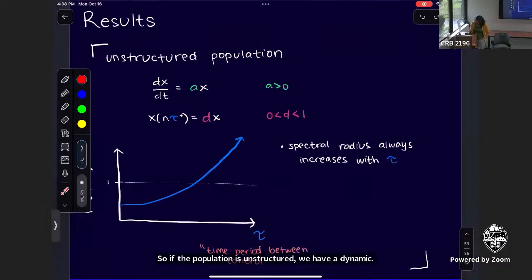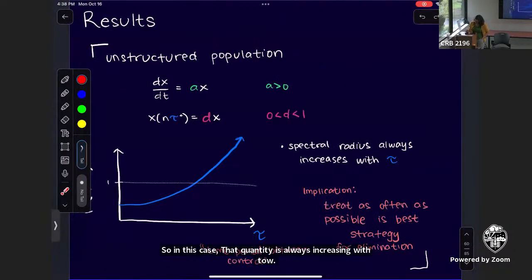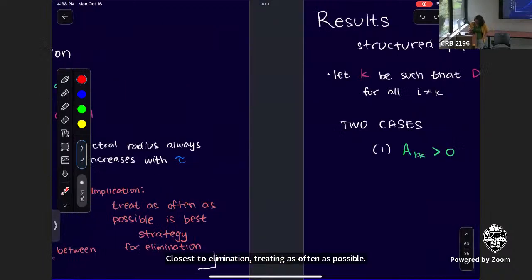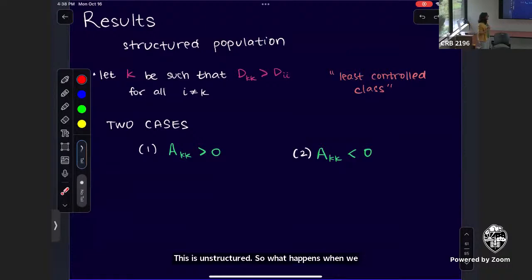And you have this one behavior for the spectral radius, so that in this case, that quantity is always increasing with tau. And so you can interpret that as saying you want to treat as often as possible. That's the best strategy for getting closest to elimination, treating as often as possible. This is unstructured. So what happens when we structure the population?